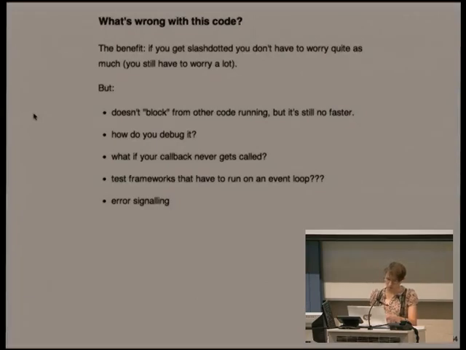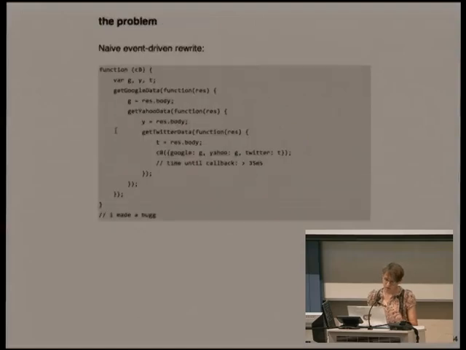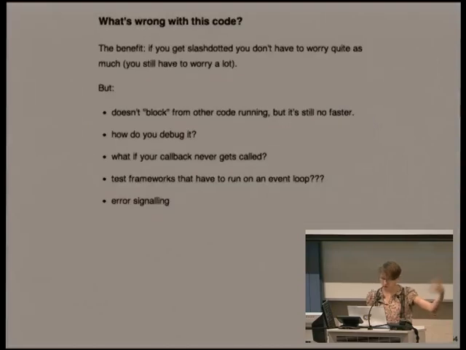So what's wrong with it? The benefit is, say you've got a huge volume of requests, you don't have to worry about it as much as you otherwise might, because every time you call this and you send it the callback and then you yield, something else can happen. But yeah, how do you debug this? You're going to have to run a test framework which has an event loop, right?